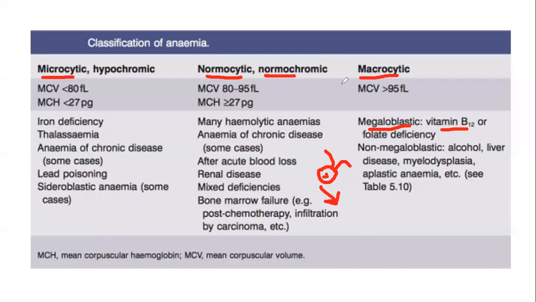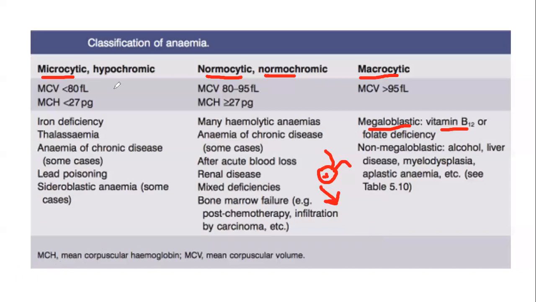Before we go to the next page, I want to tell something. At the bottom, we can see the meaning of MCH. It is called mean corpuscular hemoglobin. What is the meaning of MCV? It is mean corpuscular volume, right? So imagine this is the red blood cell. Out of the red blood cell, what is the concentration of the hemoglobin? MCH.